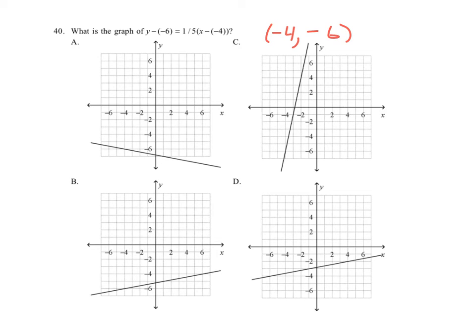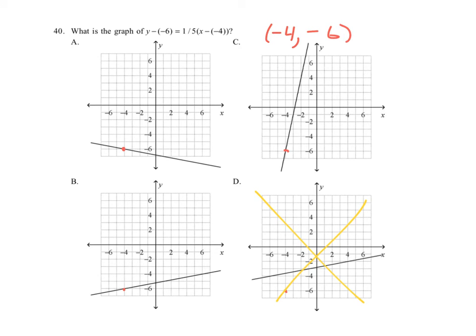Let's find that point. Negative 4, negative 6, that's right there. That's right there. And that's right there. One of them doesn't go through that point. Which one is that? It's D, so it already can't be that.